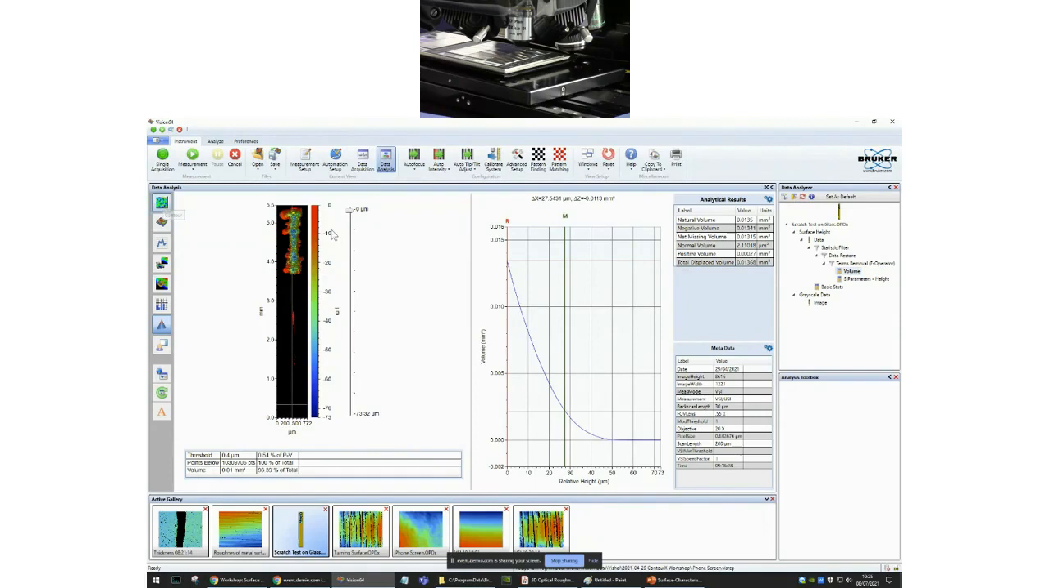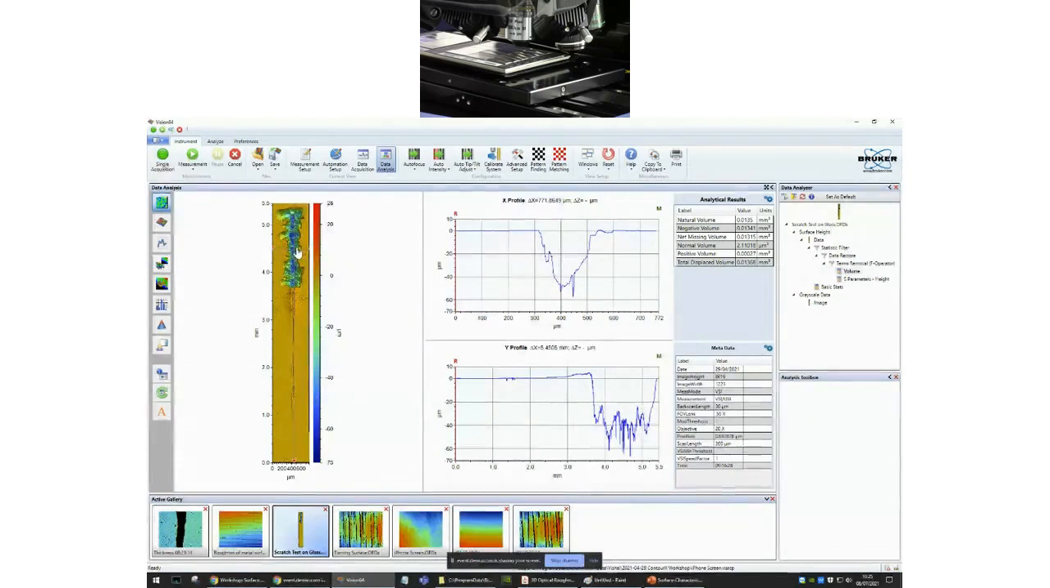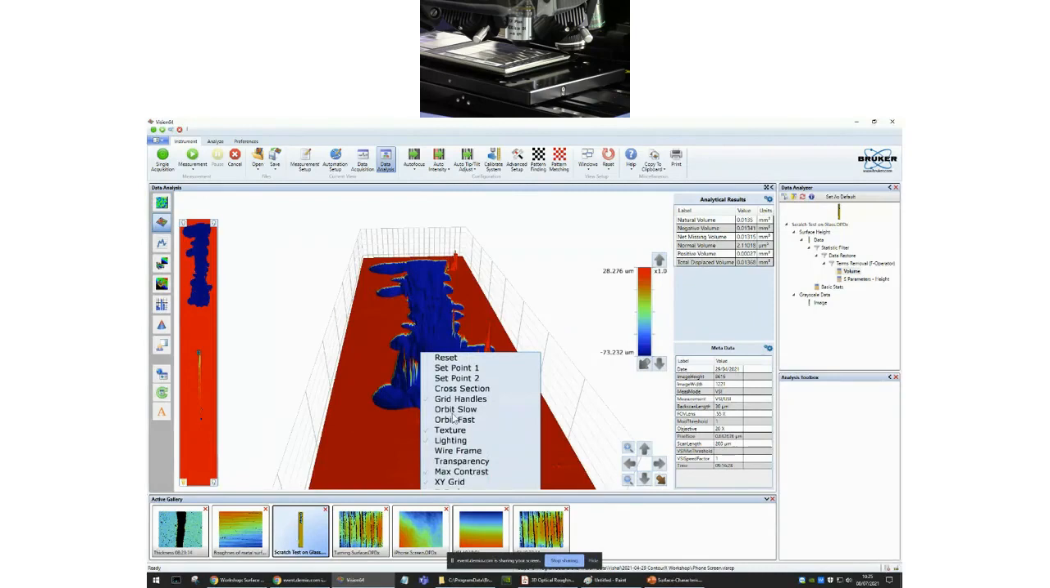Also, we can do basic things like cross sections, for instance. So you can see here cross sections across the horizontal. You can see the depth here is just over 50 microns from the top surface. And then this is the cross section across the vertical direction here. And actually, you could even see some locations where the surface is coming up. It's actually being raised. And if I go back into the 3D view here, it's a little bit easier to show you. So you can see here the surface is coming up.